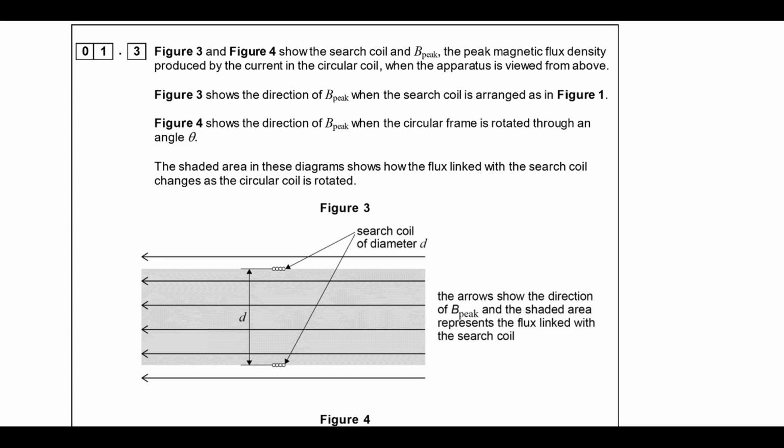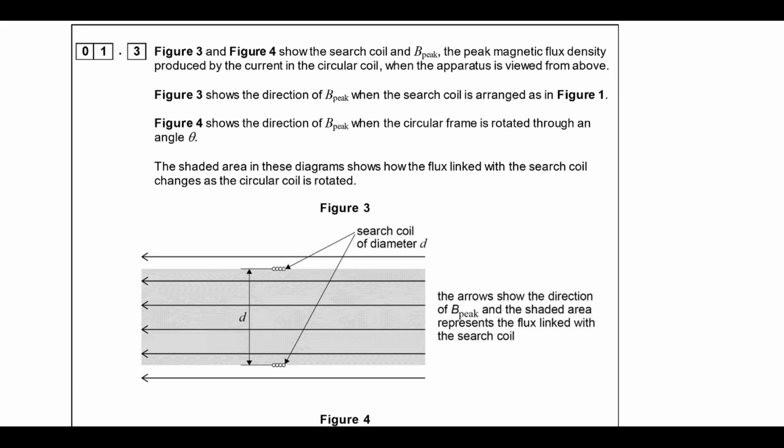Okay, so figure 3 and figure 4 show the search coil and the flux density peak produced by the current in the coil. And we're looking at it from above, so we're looking down on the apparatus. So this is the field created by the current in the big coil, and then we've got our search coil area essentially across here, and our big coil is going to be much bigger across here.